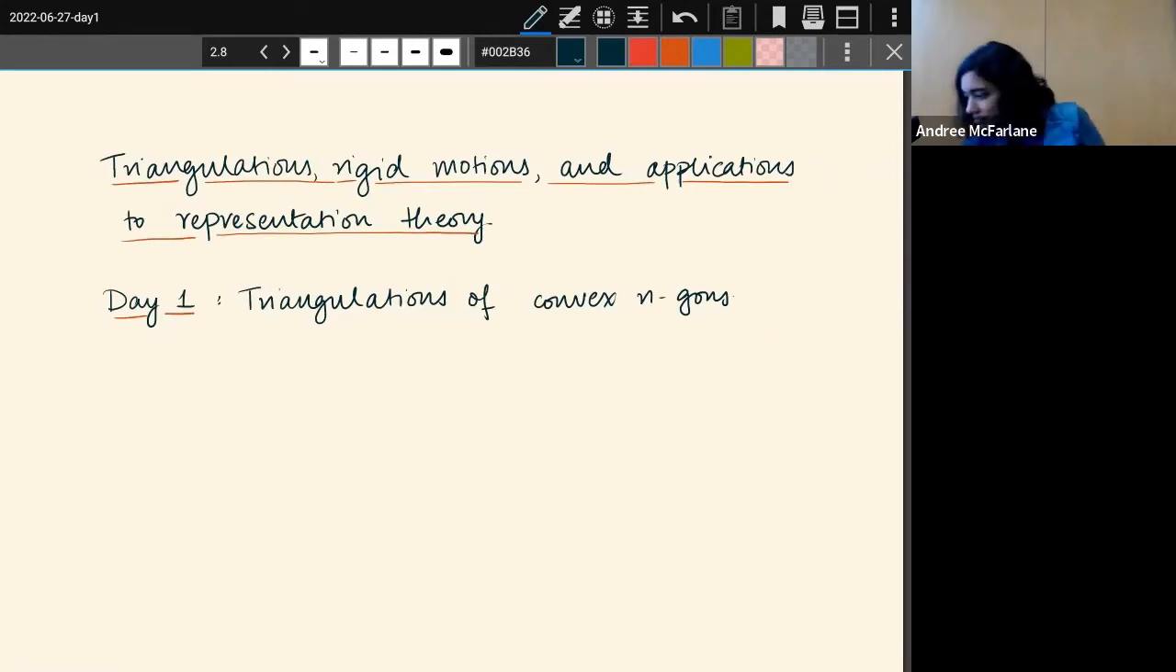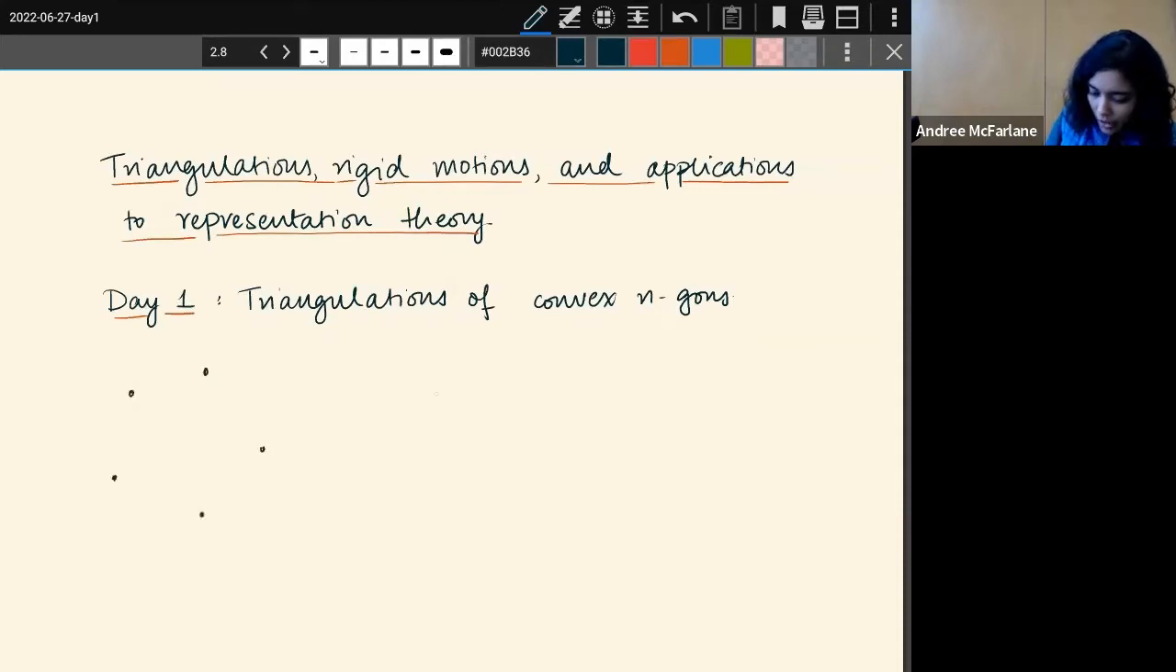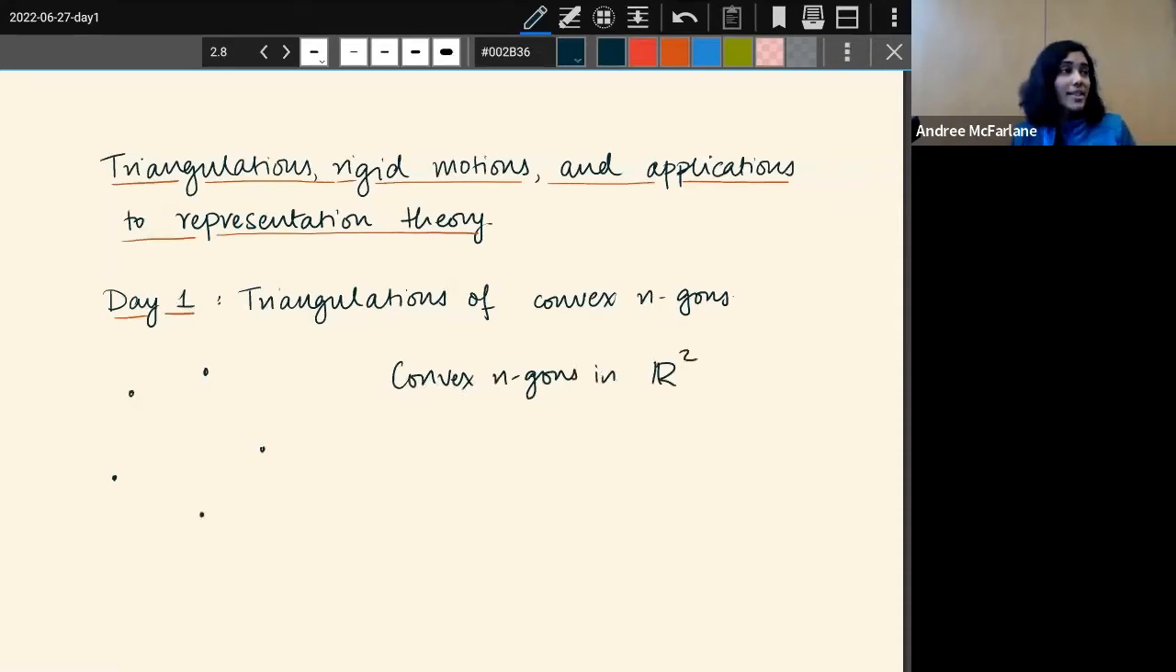Okay. So I'm going to start with something very classical, which is triangulations of convex n-gons. Let's start drawing some pictures, because I think we all know what that is, but just to make sure. So here's a convex n-gon. I'm thinking about convex n-gons in the plane, in R2. So, distinct points in R2 arranged in a convex arrangement.